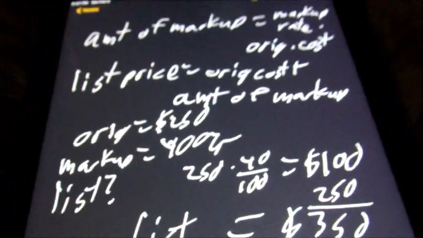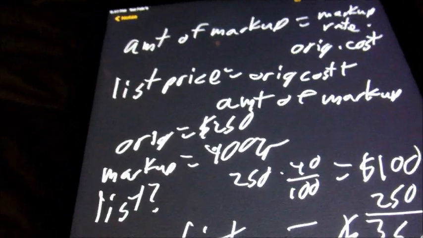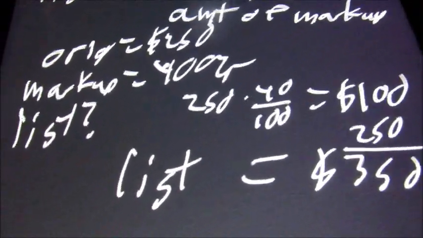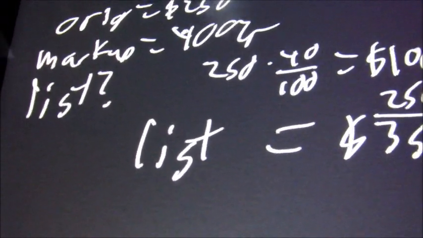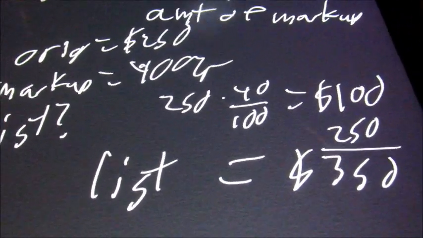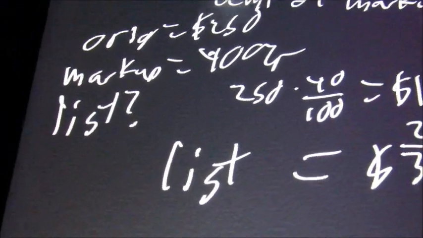So on these, basically it's just how much more you're going to have to pay using that percentage. And those are the types of questions from 6.3.